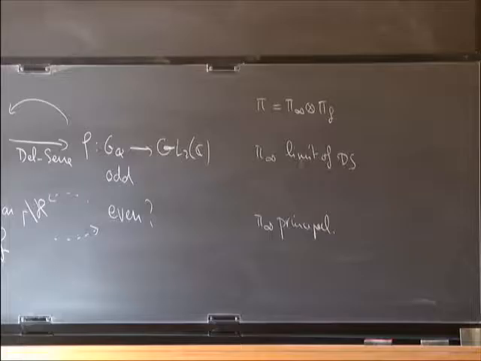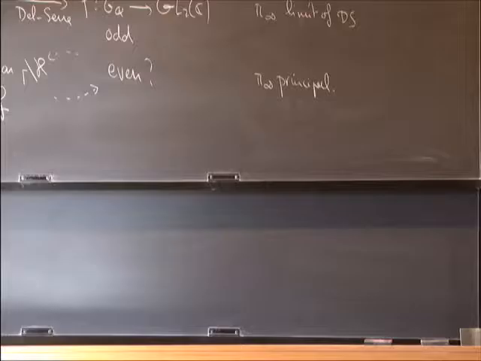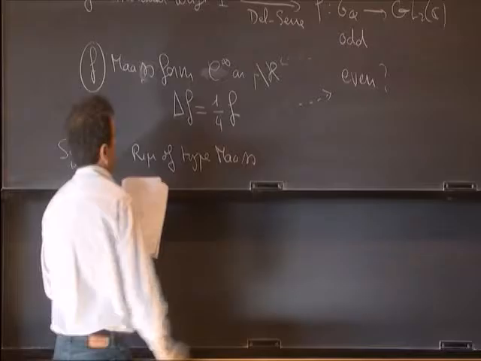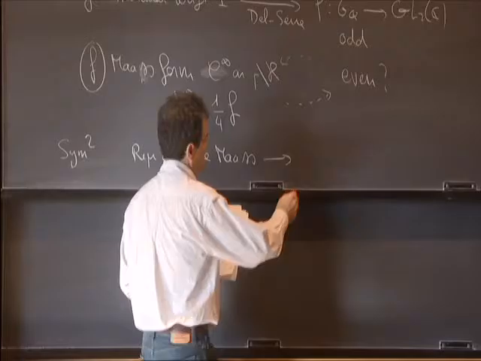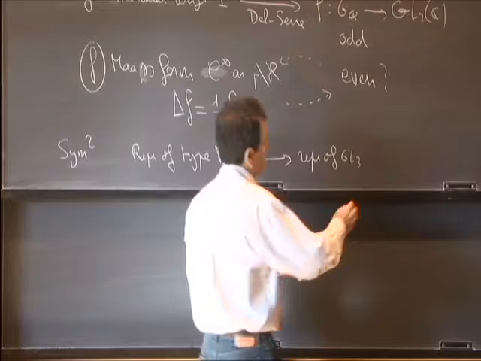My idea is that one is in a slightly better situation if one goes to GL3. So if one takes such a representation and one applies the Sym2 functoriality. Sym2 functoriality corresponds on the Galois side simply to the second symmetric power. And if you start from a Maass form, so a representation of Maass type, you get a representation of GL3, which has good duality properties, and that you can descend to some unitary group.